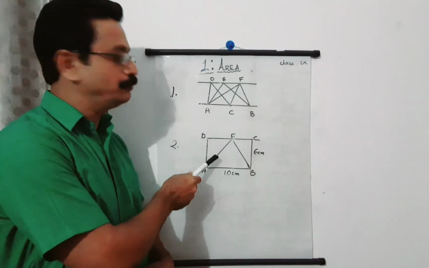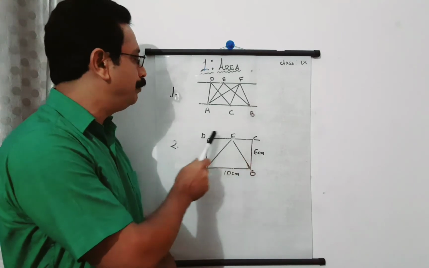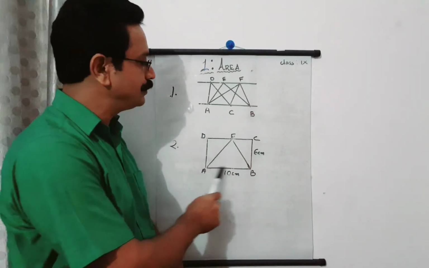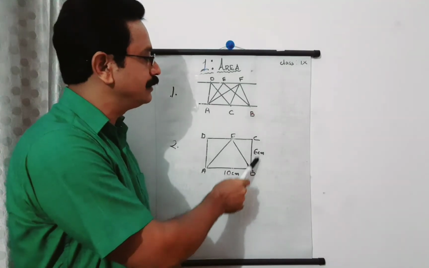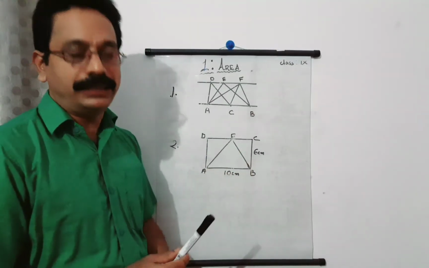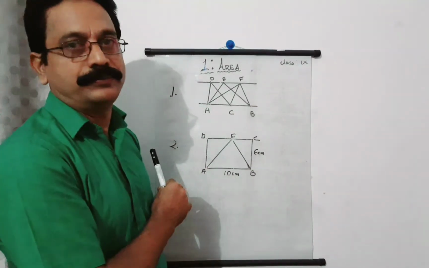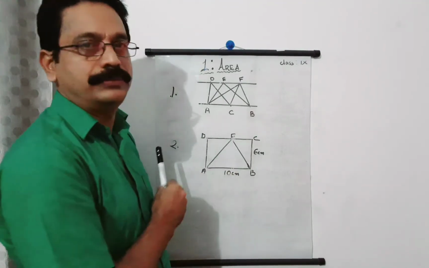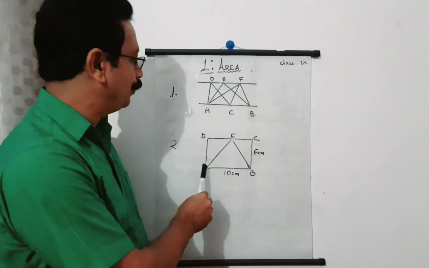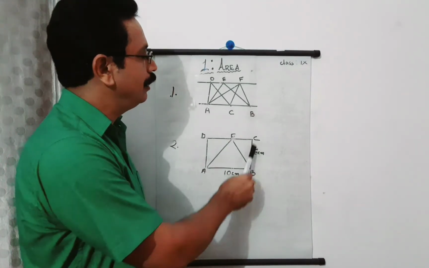Now look at this problem. Here you are given a rectangle ABCD. The length of this rectangle is 10 centimeter. The breadth of this rectangle is 6 centimeter. The questions are: what is the area of this rectangle? What is the area of this triangle ABE? What is the sum of the areas of triangle ADE and triangle BCE?